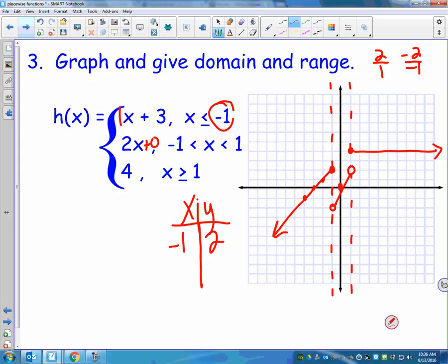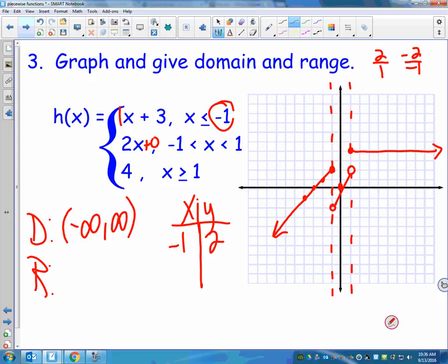Questions on where I got to? Think about the domain and the range. The domain: if all my pieces over here stop where 1 starts, the domain is all real numbers. Is my domain all real numbers? -1 to -1, 1 to 1. All the x's are used.